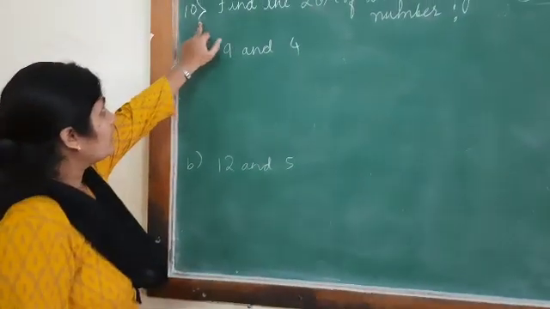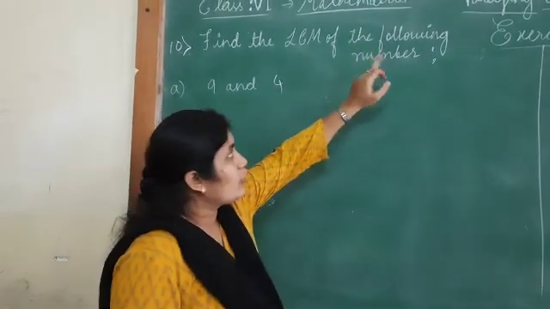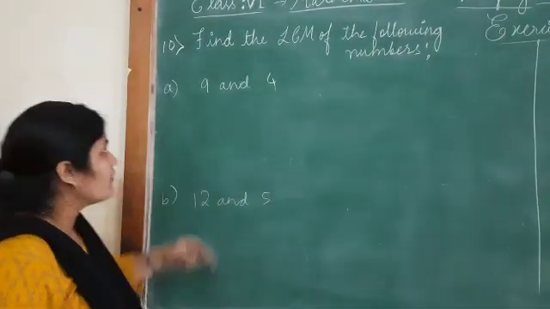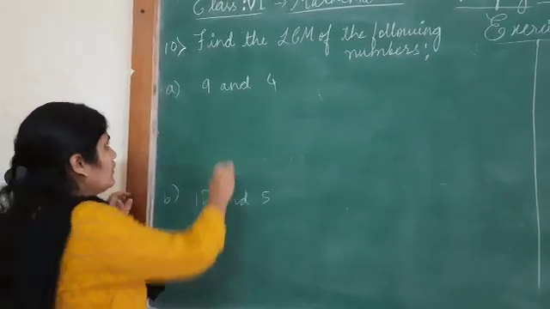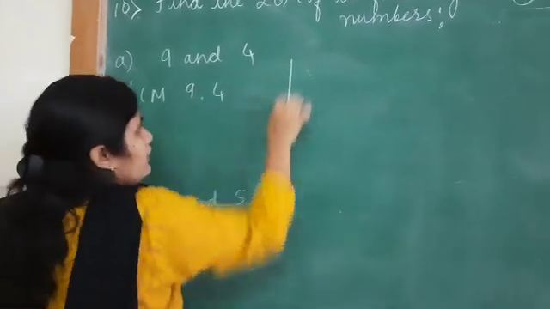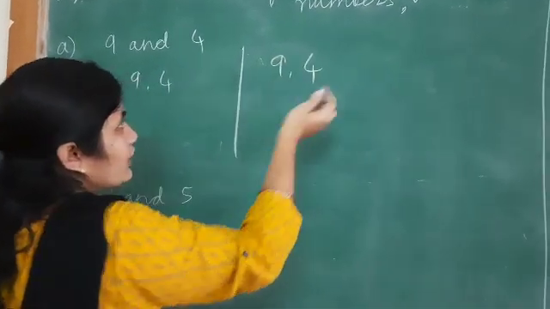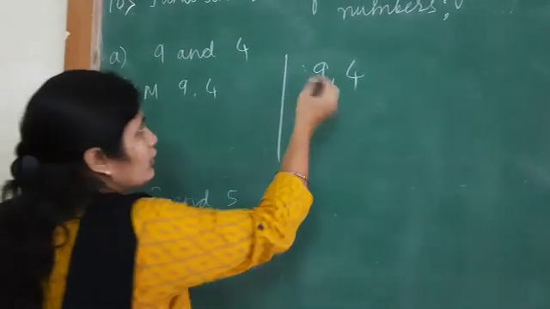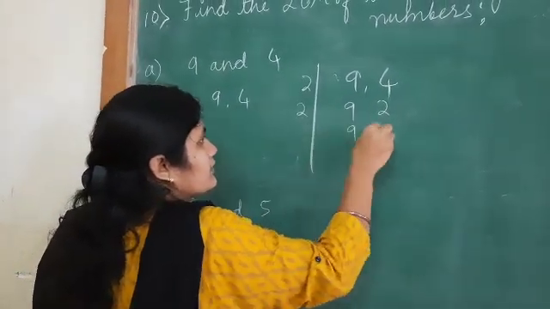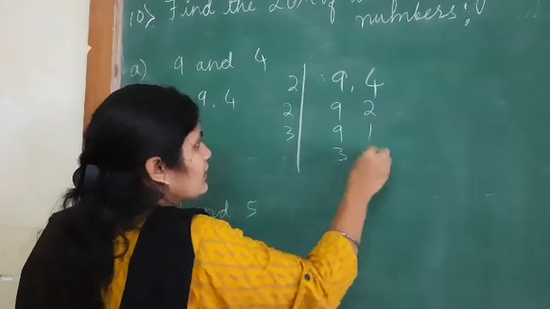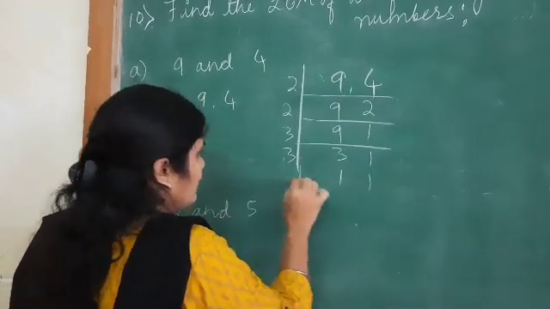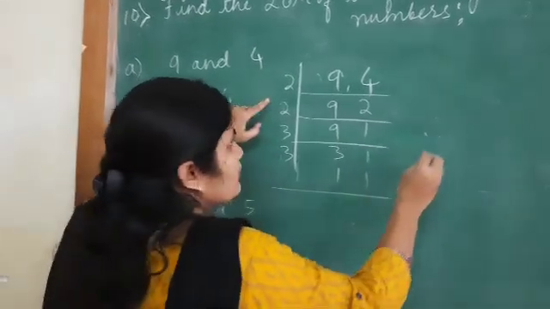Now let us move on to the 10th bit. Find the LCM of the following numbers. So here the following numbers are given. We should find out the LCM first. 9 and 4. To find the LCM of 9 and 4, first write the numbers 9 and 4. As you can see, one is even, one is odd. You can take any number. 2, 9 as it is, 2 2s are 2, 9 as it is, 1s are 3, 3 3s are 3, 1s are 1.